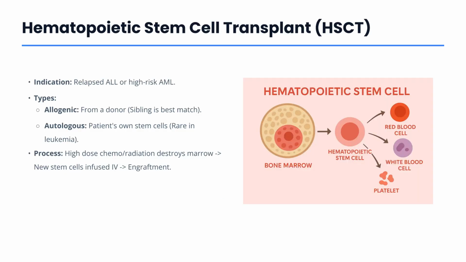Hematopoietic stem cell transplant, or HSCT, is indicated for relapsed ALL, or high-risk AML. Allogenic transplants use a donor, like a sibling, while autologous uses the patient's own cells. The process involves destroying the marrow with high-dose chemo and infusing new stem cells.